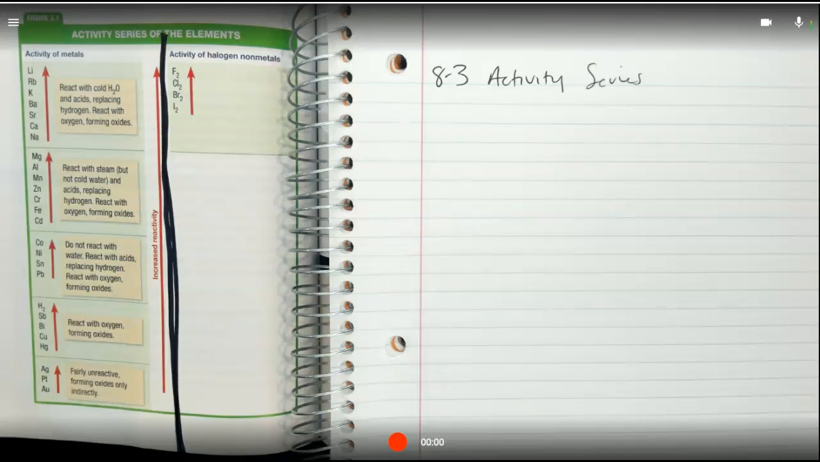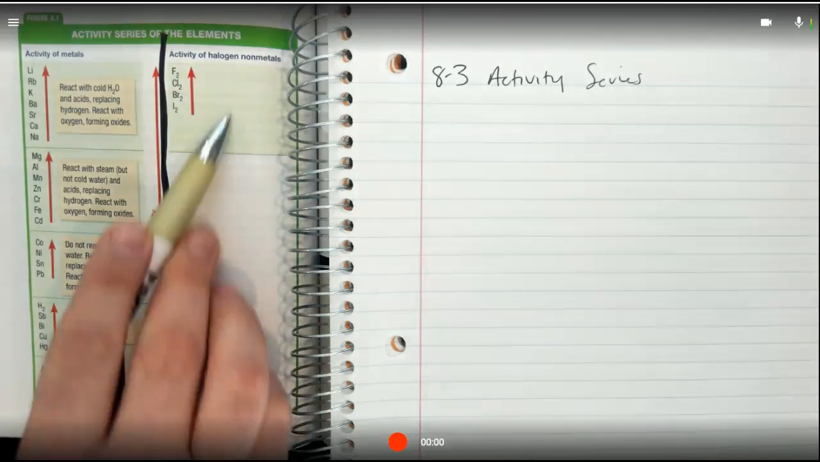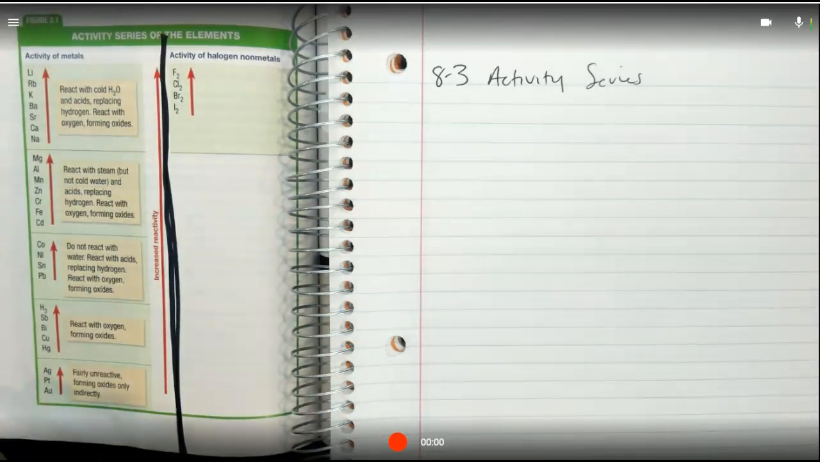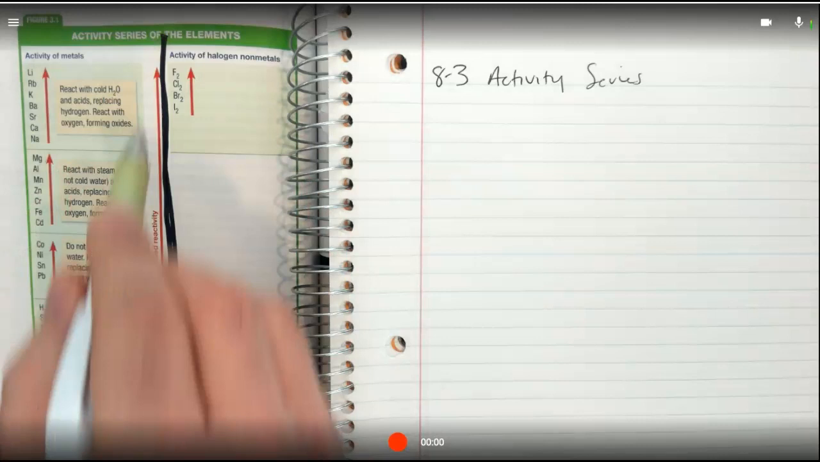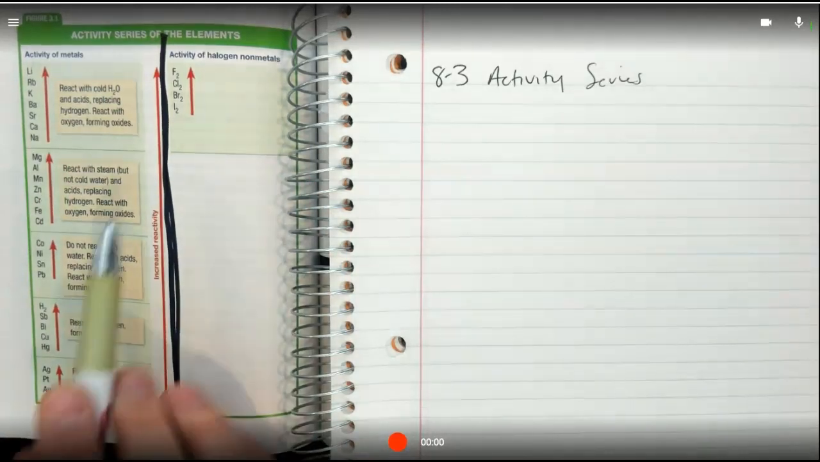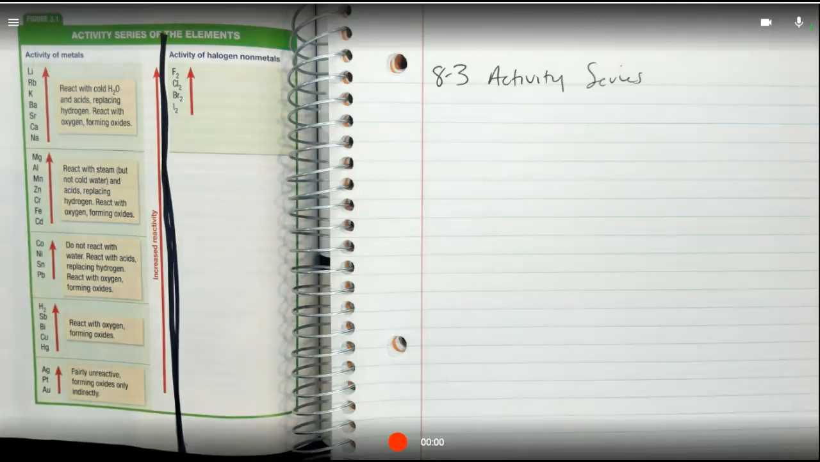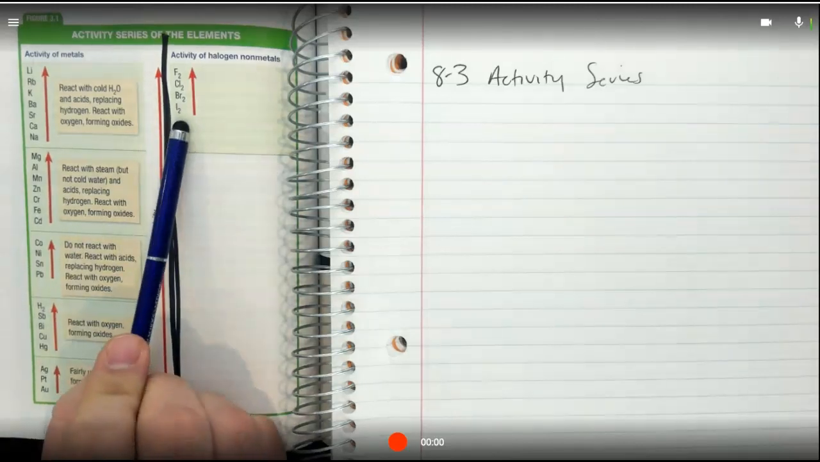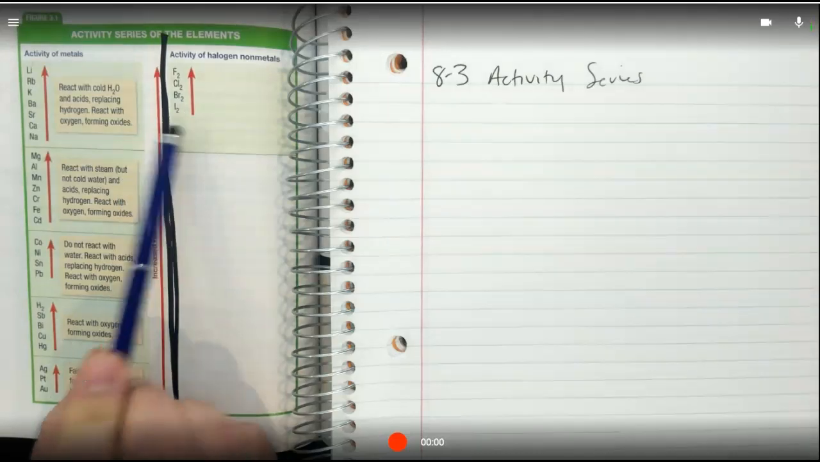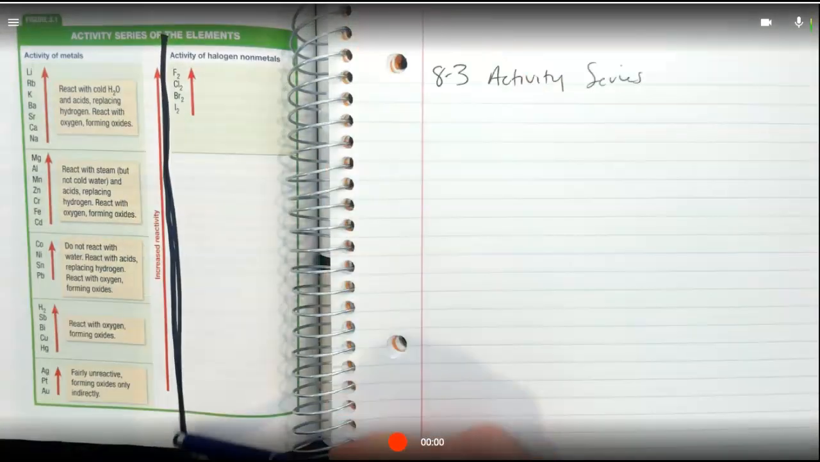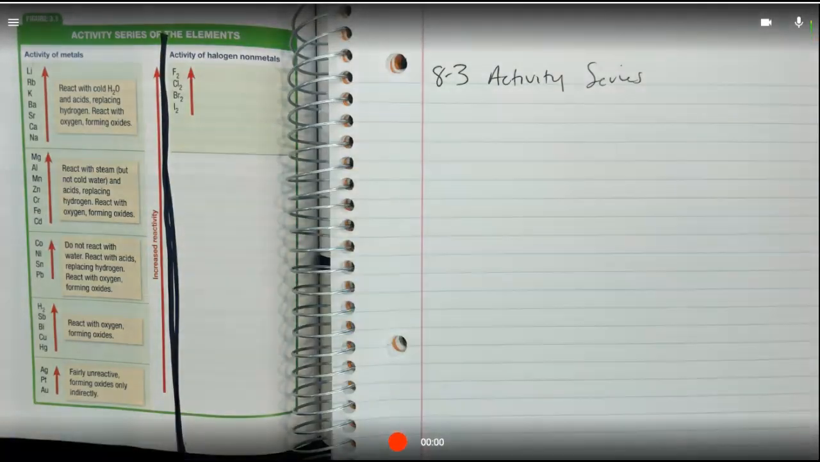There's no PowerPoint slides for this section because it's pretty straightforward. We're going to be using this chart on page 272. Notice I drew a big line down the middle. That's because on the left-hand side, we have cations. Cations replace cations. And then on the right-hand side, we have the anions. Anions replace anions. So this line down the middle, there's no crossover here, okay?